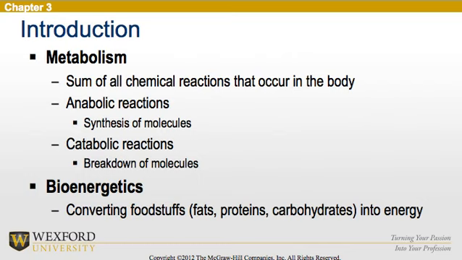To start with an introduction, metabolism is the sum of all chemical reactions that occur in the body. Anabolic reactions synthesize molecules, while catabolic reactions break down molecules. Now, bioenergetics is converting foodstuffs such as fats, proteins, and carbohydrates into energy.